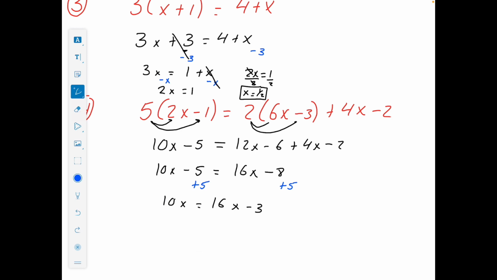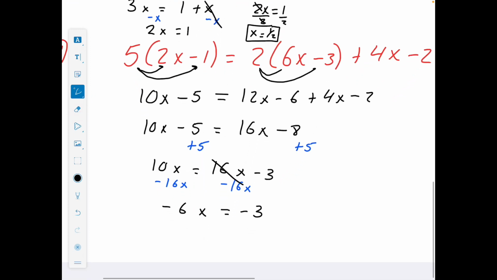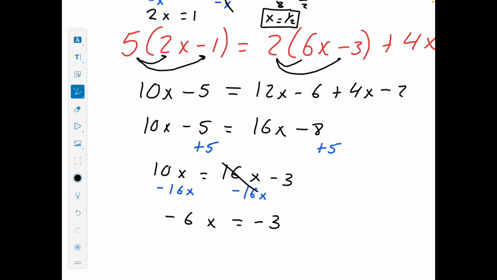Okay, now we're nearly there, but we have an x at this side that we don't really want. So I need to get rid of this 16x. To make that 0, we need to subtract 16x. So what we'll have to do to both sides is minus 16x and minus 16x. So 10x minus 16x will be minus 6x. Minus 16x plus 16x minus 16x will cancel out, so we'll be left with minus 3.